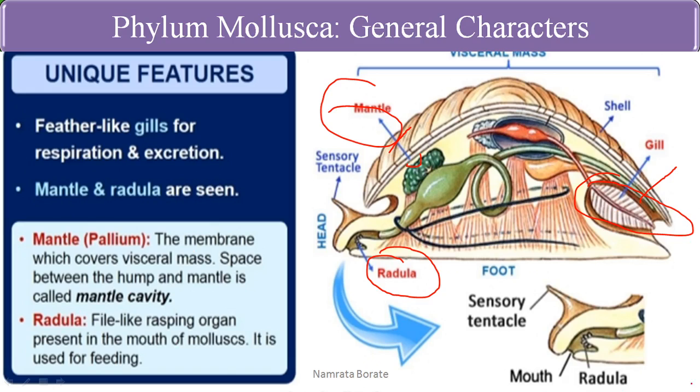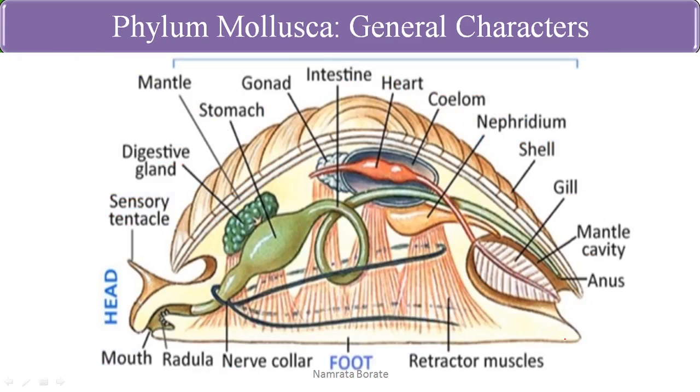The second one is the radula. The radula is a file-like rasping organ. It is present in the mouth of mollusca. You can see here, this one is the mouth. The radula is present in the mouth and is used for feeding. The other one is the mantle, which shows the presence of a cavity, and that cavity is called the mantle cavity.